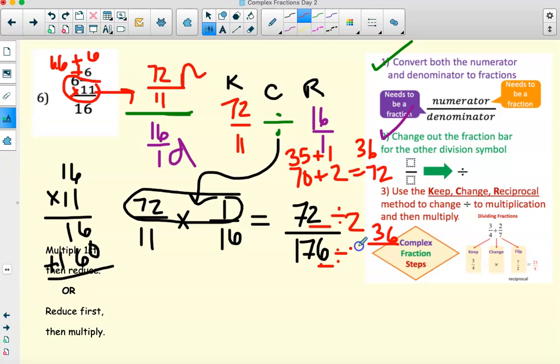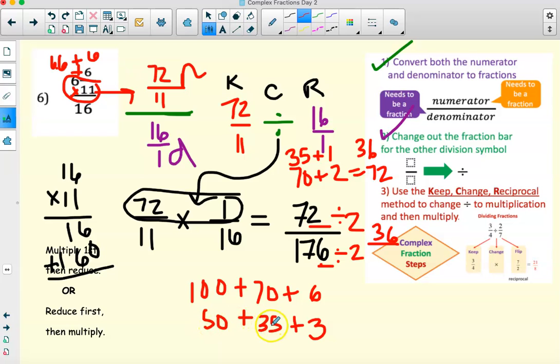Then when I split 176 in half, I really like to do it where I split 176 into 100 and 70 and 6. Half of 100 is 50, half of 70 is 35, half of 6 is 3, and then I add those together. 50 plus 35 is 85, plus 3 is 88. You could also use long division for that.